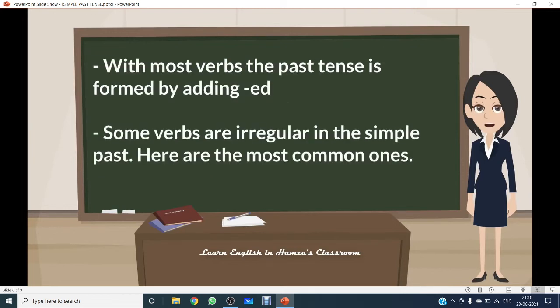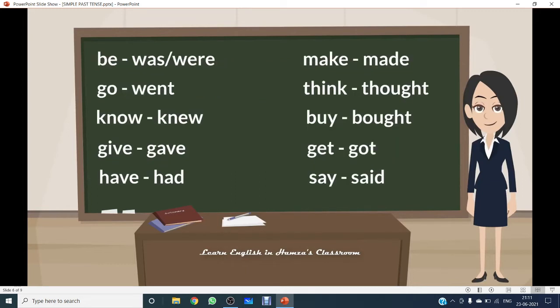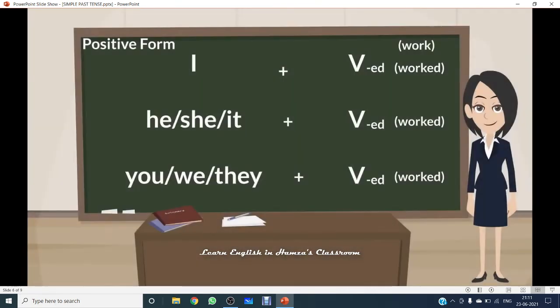With most verbs, the past tense is formed by adding ed, as I said beforehand. Some verbs are irregular in the simple past. Here are the most common ones. Be turns into was and were, go into went, know into knew, give into gave, have into had. Make into made, think into thought, buy into bought, get into got, and say into said.